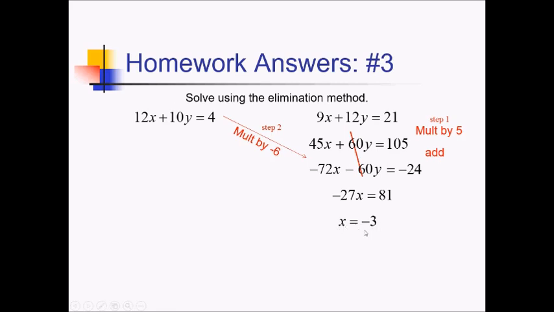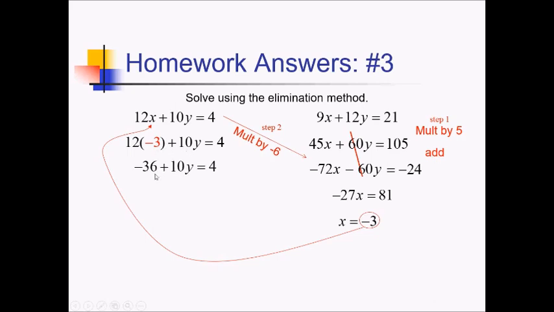and now I can plug negative 3 back in for x, and I'll just do that over in this equation here, and that'll help me solve for the y value. So I have 12 times negative 3, which is going to be negative 36. And if I add that to the other side of the equation, that gives me 40 on the right side. So 10y equals 40, divide by 10, we get y equals 4. So then my answer, I've got negative 3, comma 4 for my point.